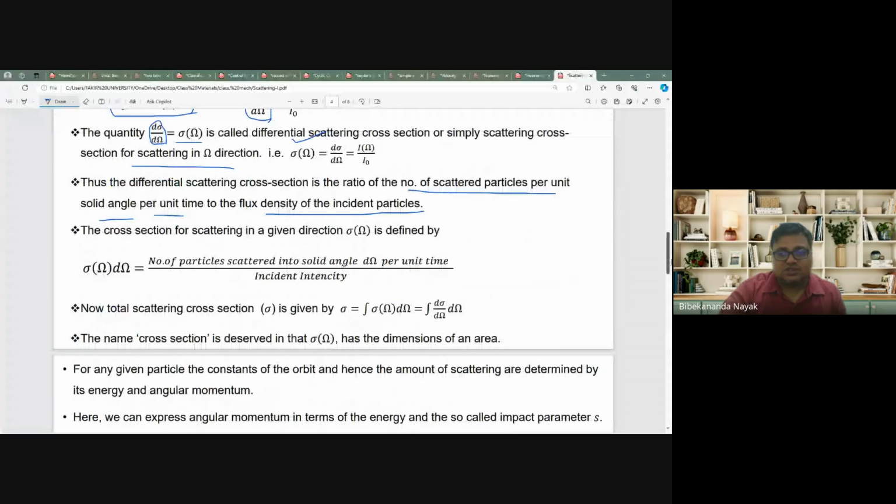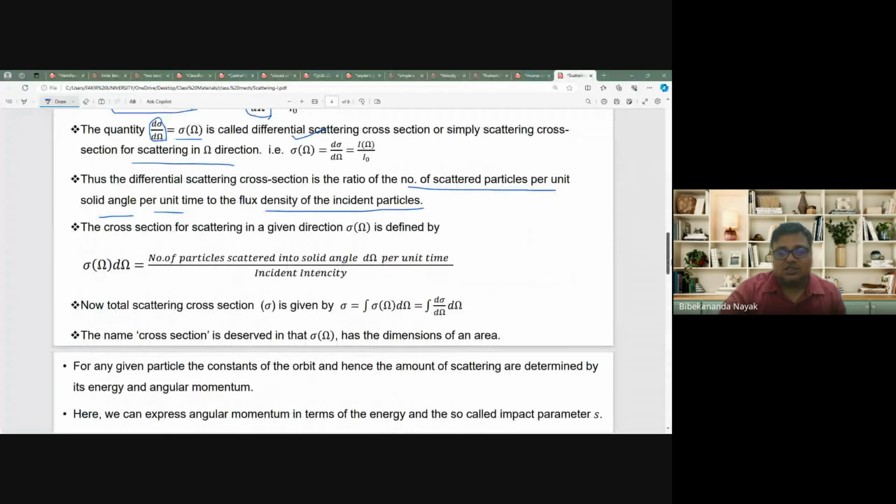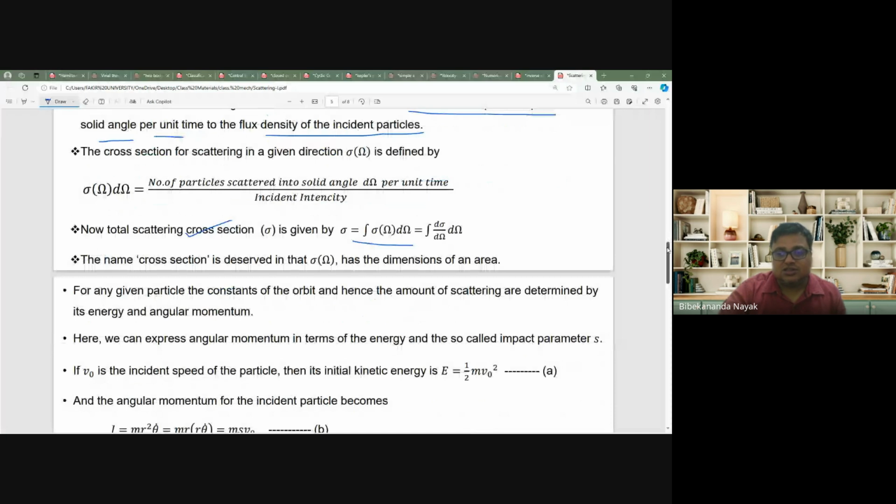The cross section for scattering in a given direction is given by sigma omega d omega, equal to the number of particles scattered in the solid angle per incident intensity. You can also calculate the total scattering cross section by integrating this. But in particular, we use the scattering cross section from the d sigma by d omega expression. The name cross section is deserved in sigma. It has the dimension of an area. Cross section has the dimension of area, so that is why it is called scattering cross section.